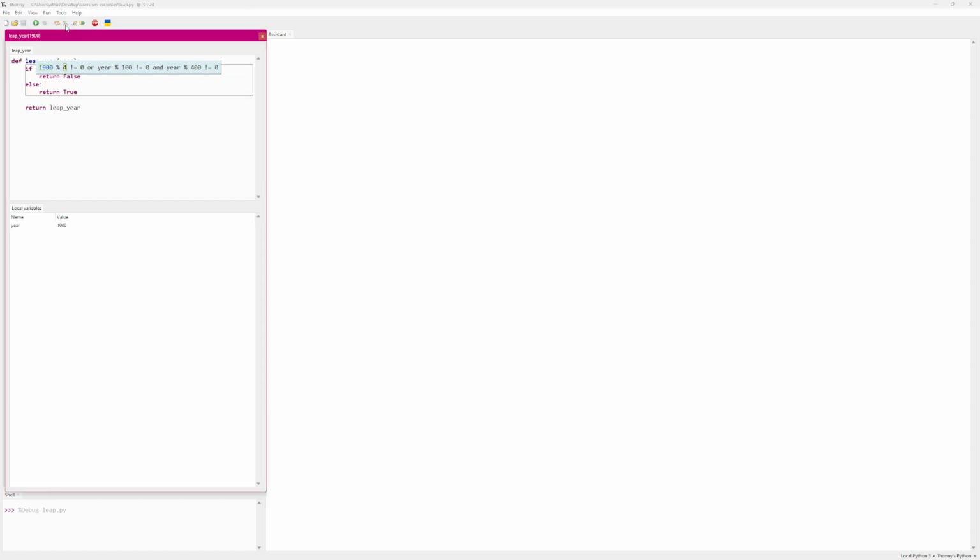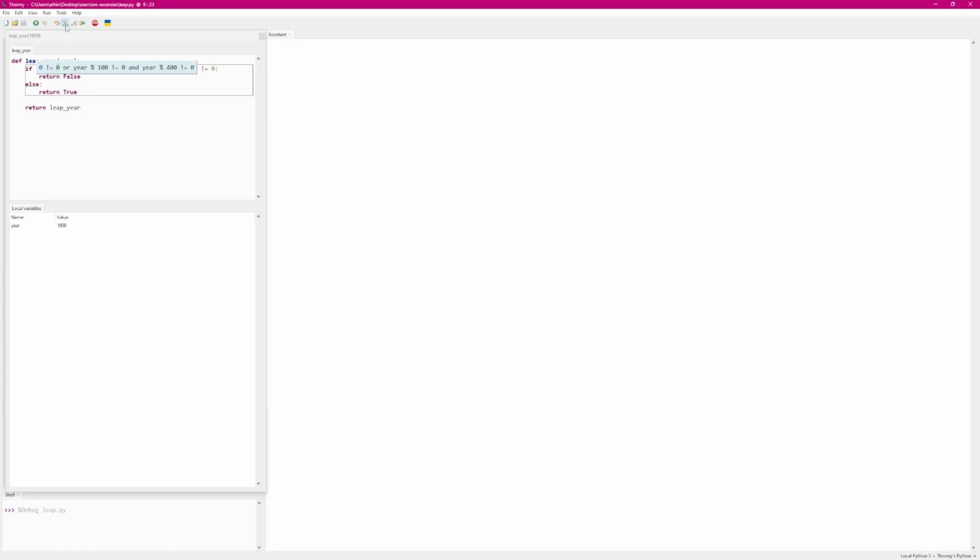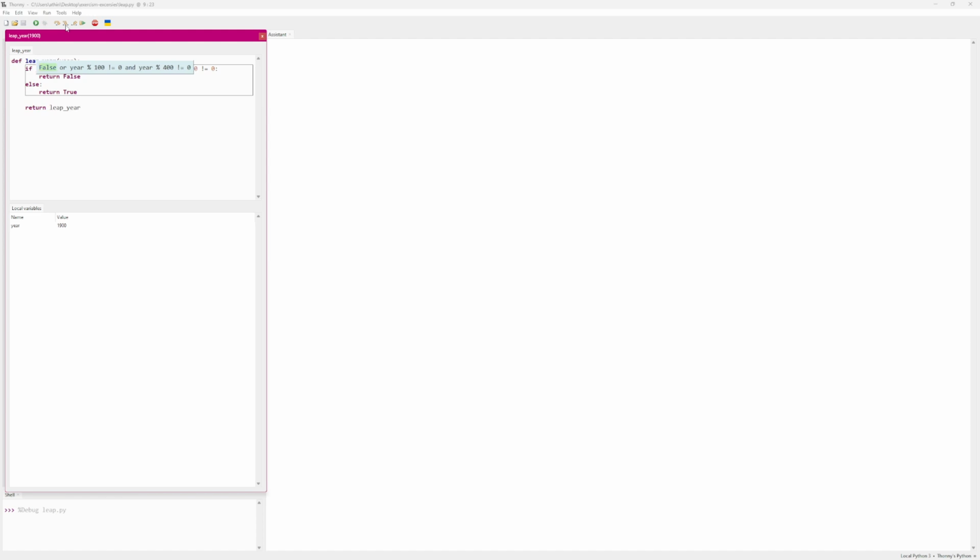So if year, put 1900 divided by 4 is 0. 0, okay. It's false. Or year. Oh, I think I know what I'm doing. I think I know what the problem is.